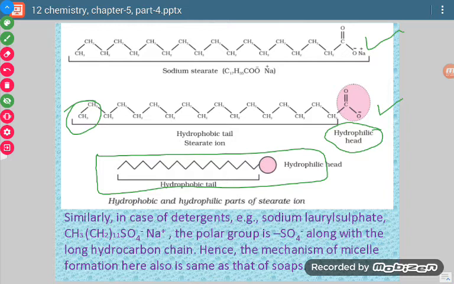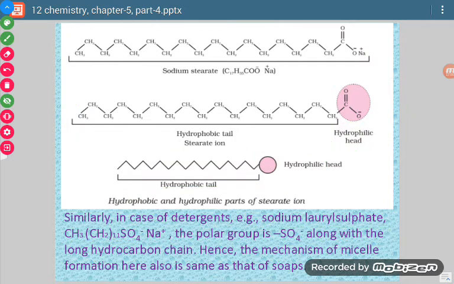Now if we talk about detergents, for example sodium lauryl sulfate, its formula will be like this. In place of COO negative, there will be SO4 negative. Just like COO negative is the hydrophilic end here, the sulfate ion SO4 negative will become the hydrophilic end, and the mechanism will be the same as in the case of micelles. In a similar way, they will form micelles.